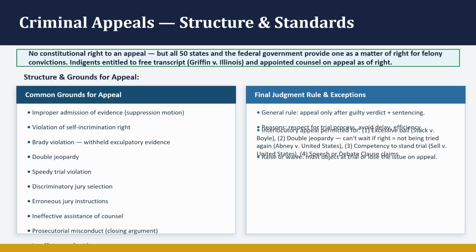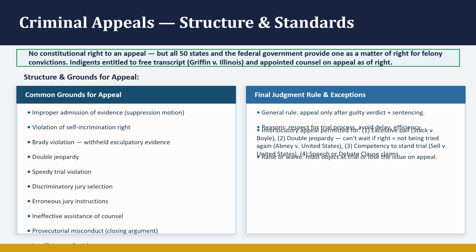Indigent defendants must receive a free transcript. And 7 years later in Douglas v. California, the court held that an indigent defendant on a first appeal as of right must be provided with appointed counsel. The right to effective counsel on the first appeal as of right is constitutionally guaranteed.